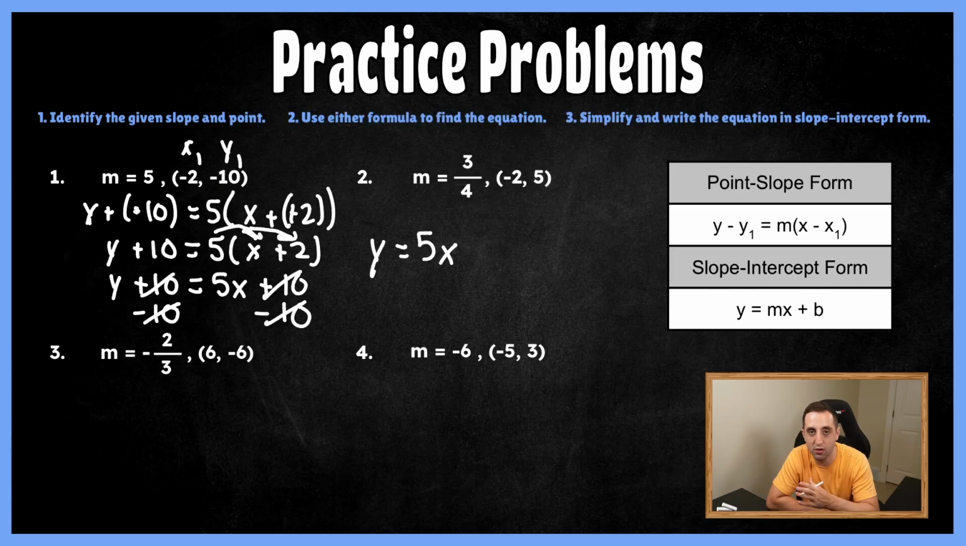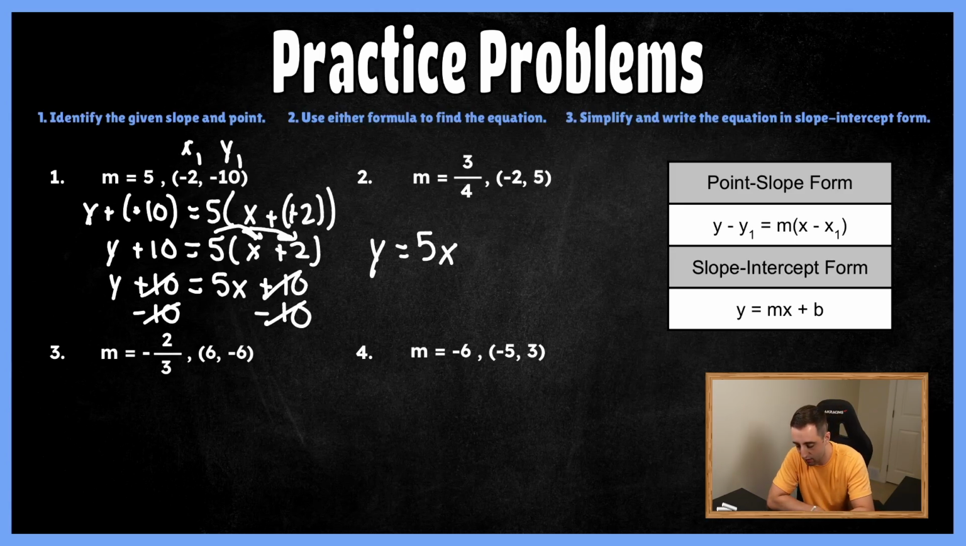You're going to notice that there's no number tacked on at the end behind the x. That means if you were to graph this line, it's actually running through the origin at 0, 0. So it's crossing perfectly on the y-axis at 0, meaning we don't need to have a number behind our x here for our equation of a line. So if you got y equals 5x, very, very nice job.